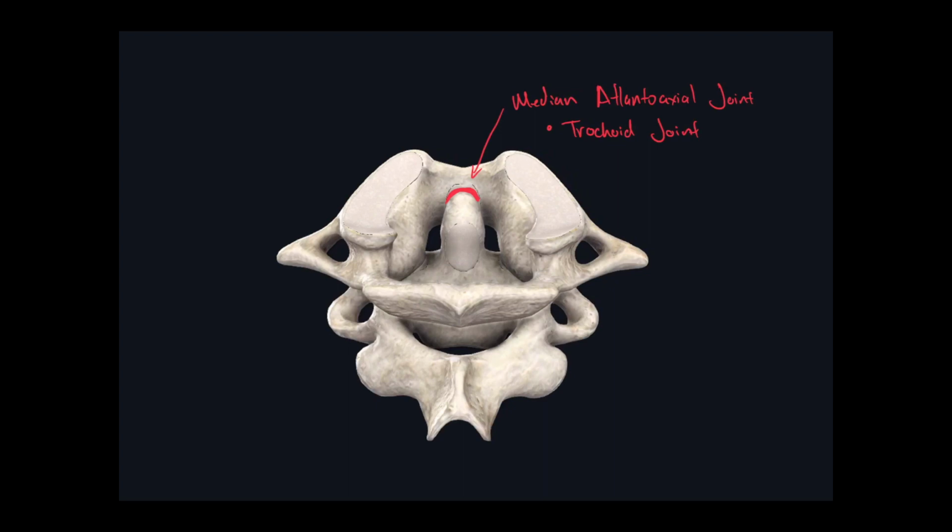This joint is occasionally called the no joint, because as the joint pivots from left to right, it does the no motion. The next joint found between these two bones is located right here between the superior articular processes of the atlas and the lateral masses of the atlas. These joints are called the lateral atlantal axial joints.